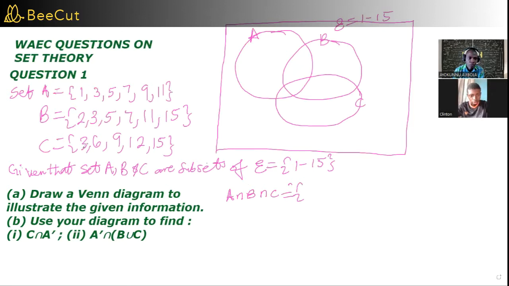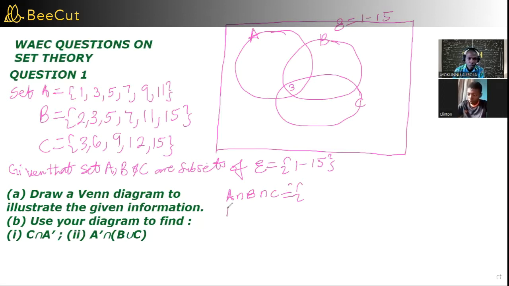So I can see 3. 3 is present in all. So I can put 3 here in the circle where all are represented. Then, apart from 3, is there anything common to the 3 subsets? No. So there is nothing. Okay, with that, we have that.